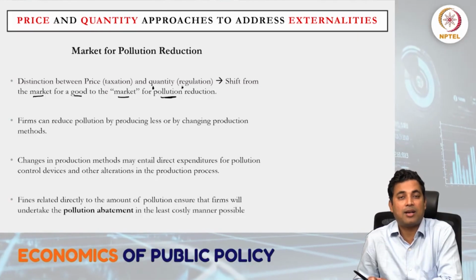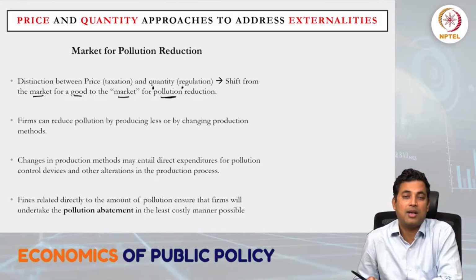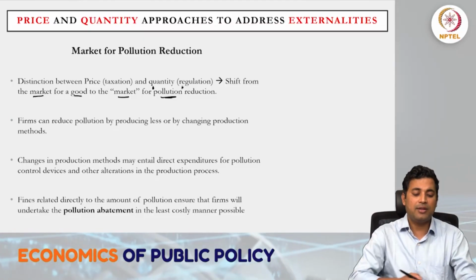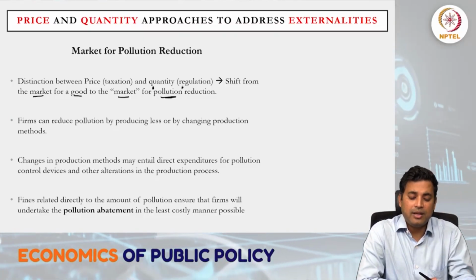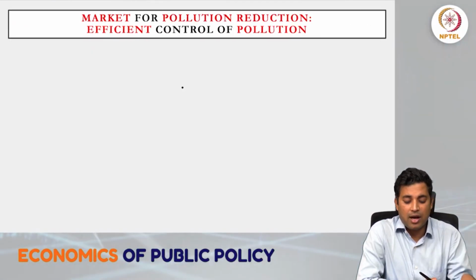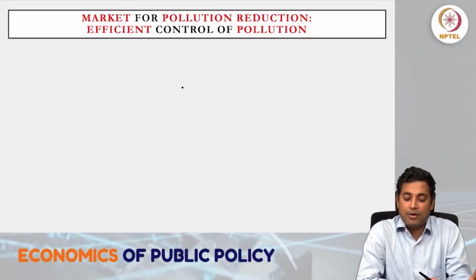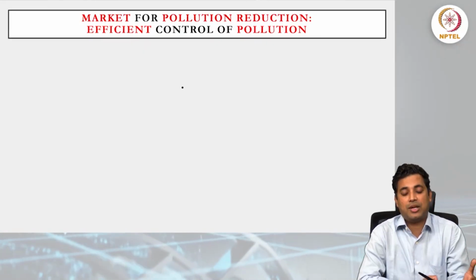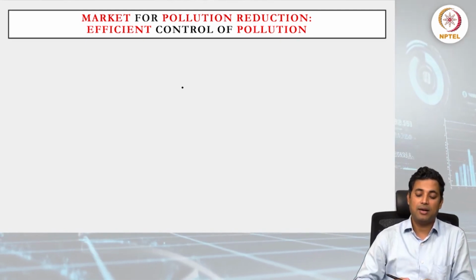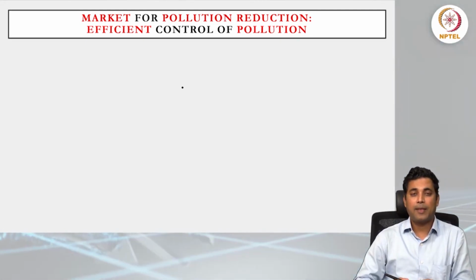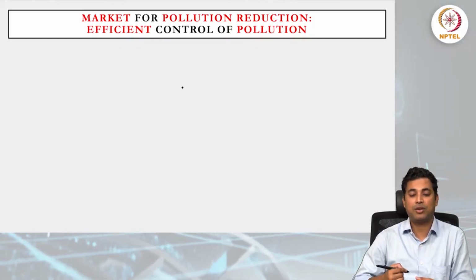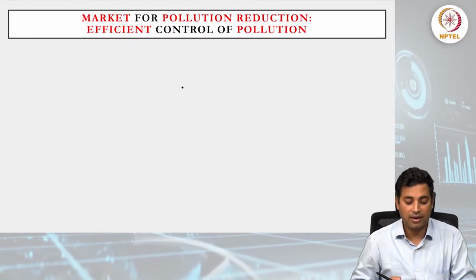So that amount that I introduce in the production process has to be less than or equal to the taxation amount. So this is the approach for price and quantity to begin with. Now if we look at the market for pollution reduction, let us first understand how the pollution market can be tackled, and then how efficient allocation or control of pollution can happen.